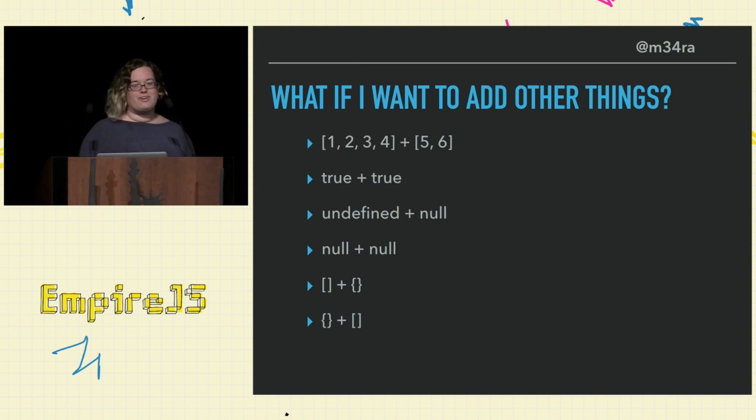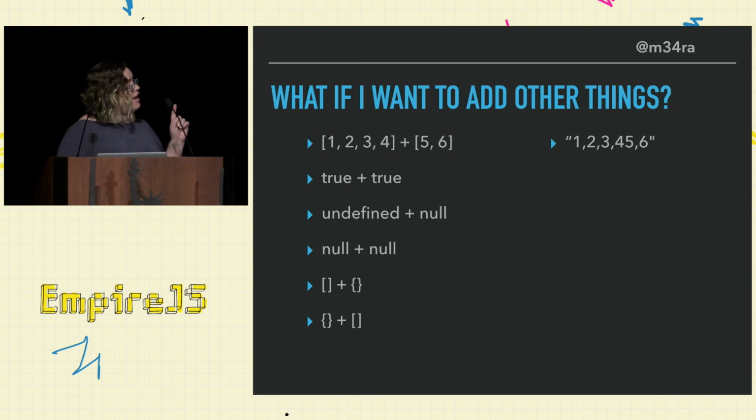Okay, so what if I want to add some other things? What would you expect to happen, or what might you want to happen, maybe is a better question, when you're trying to add these 2 arrays up here in the first example? Concatenation. Concatenation of alternate numbers. Okay, I'm hearing the word concatenation. That is what happens. It doesn't look very nice. I'm not a fan of it personally, but that's what JavaScript does.